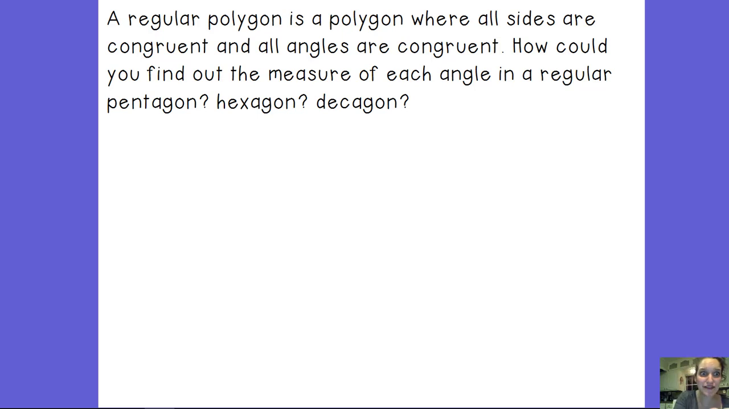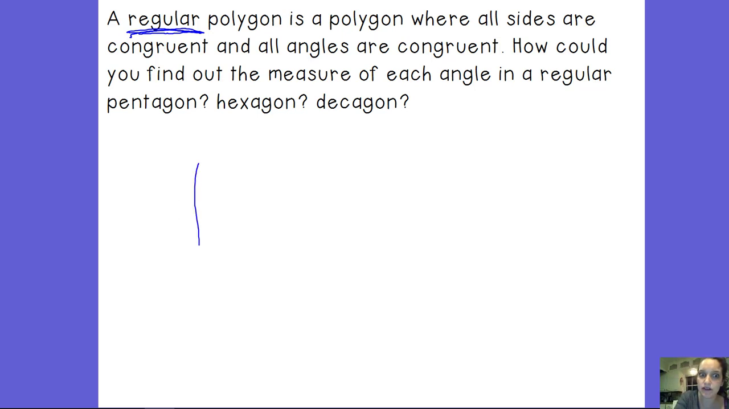Okay, a new really important vocab word is regular. A regular polygon. Regular doesn't just mean ordinary or typical, like the regular way that we use the word. Regular in geometry means it's a polygon where all the sides are congruent to each other and all the angles are congruent to each other.